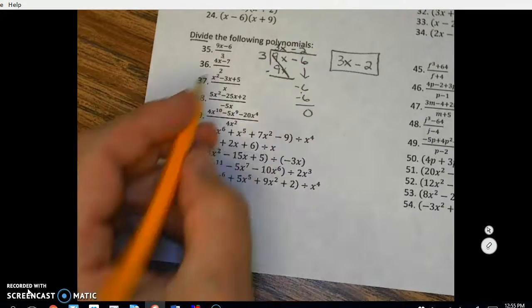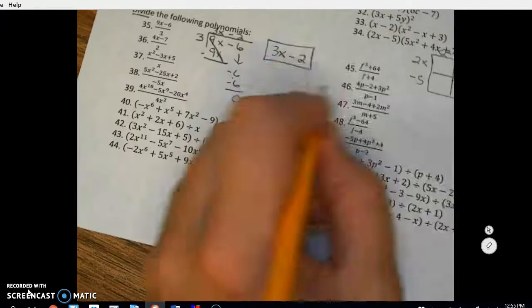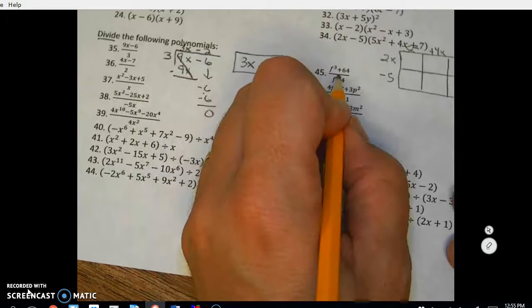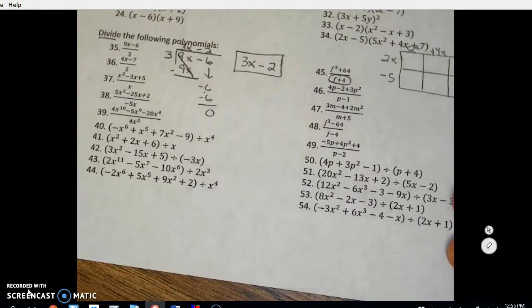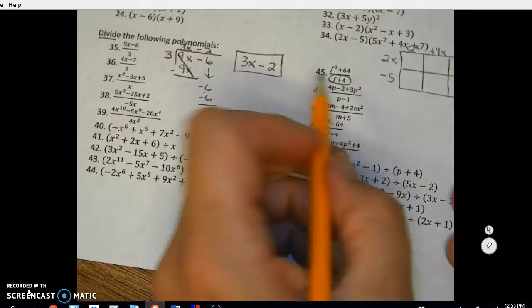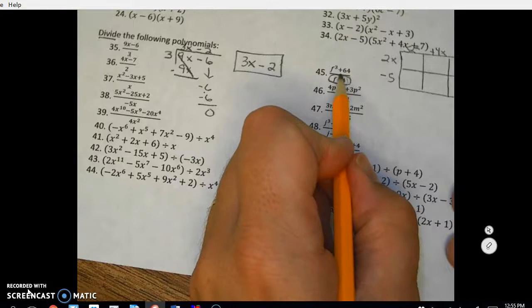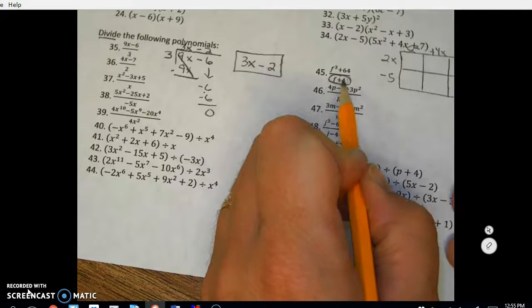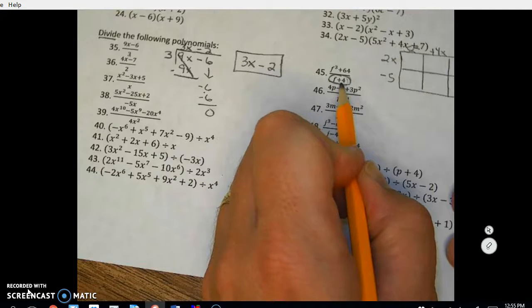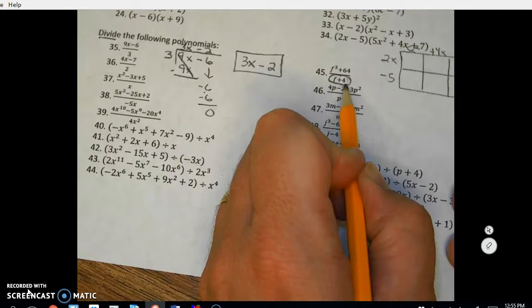Now don't forget, when you have a binomial and you're dividing by a binomial, if you're using long division, you just divide by x plus 4. But if you're using synthetic, you're using negative 4, the root, to divide by.